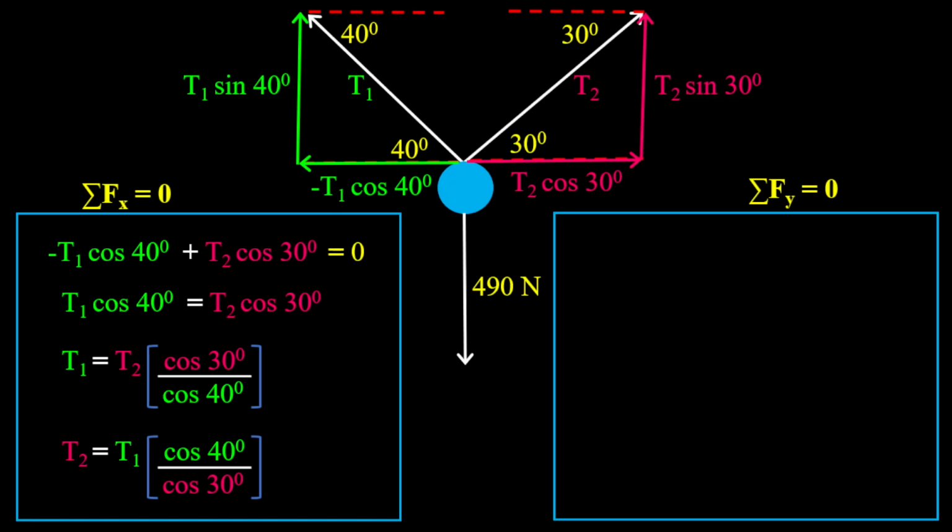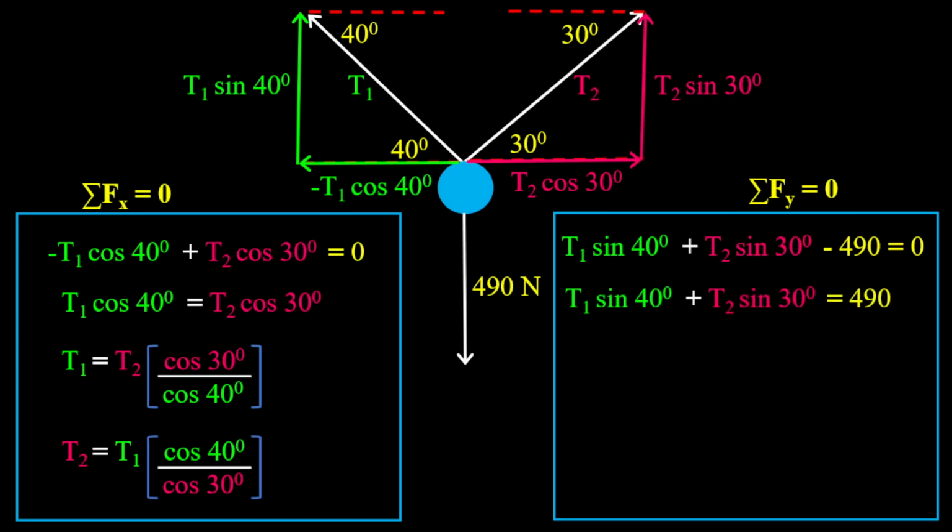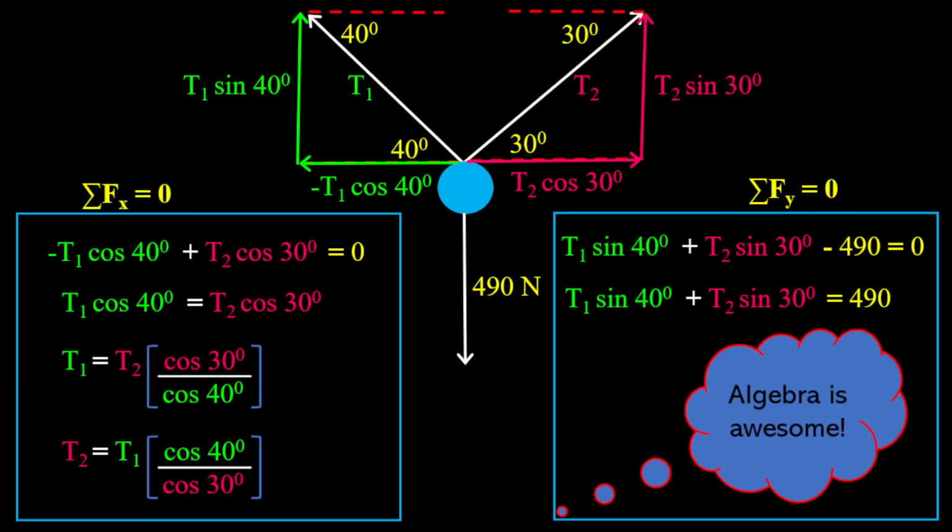Now let's find the sum of our y components, and it is given as T1 sine 40 degrees plus T2 sine 30 degrees minus 490, and it's all equal to 0. Why do we minus 490? Because 490 is going downwards, while the y components of T1 and T2 are going upwards, so they are opposing. Therefore, we can also state that T1 sine 40 degrees plus T2 sine 30 degrees equals 490. This is really amazing, and algebra is awesome.